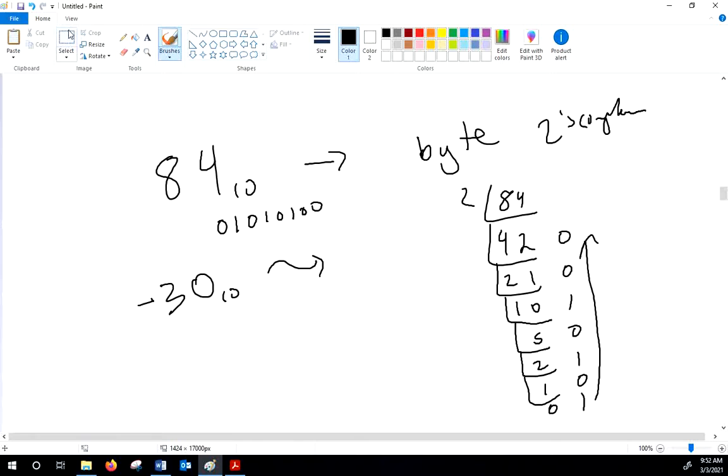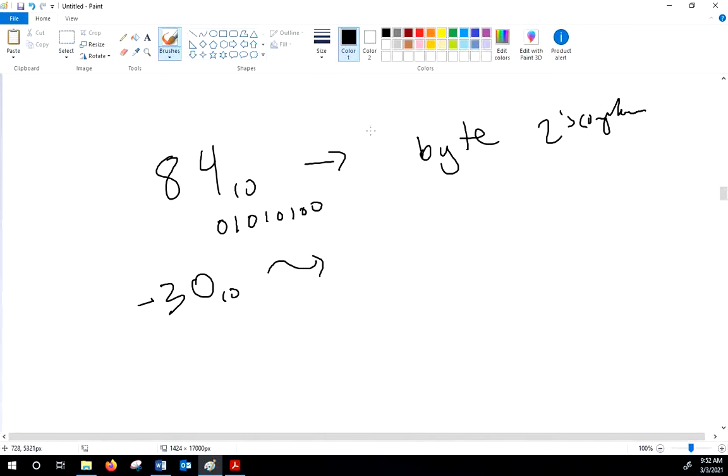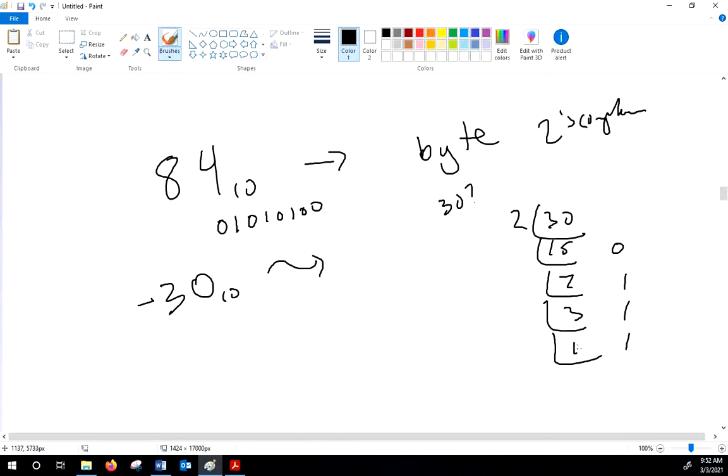Now let's do negative 30. To do negative 30, base 10, I first want to find 30. What is 30 in base 2? So 30 divided by 2 is 15 with the remainder of 0. 15 divided by 2 is 7 with the remainder of 1. 7 divided by 2 is 3 with the remainder of 1. 3 divided by 2 is 1 with the remainder of 1. 1 divided by 2 is 0 with the remainder of 1. So 30 is 1, 1, 1, 1, 0. 5 bits were used up, so I need 3 zeros in front of it. So that is the 8-bit number for 30.